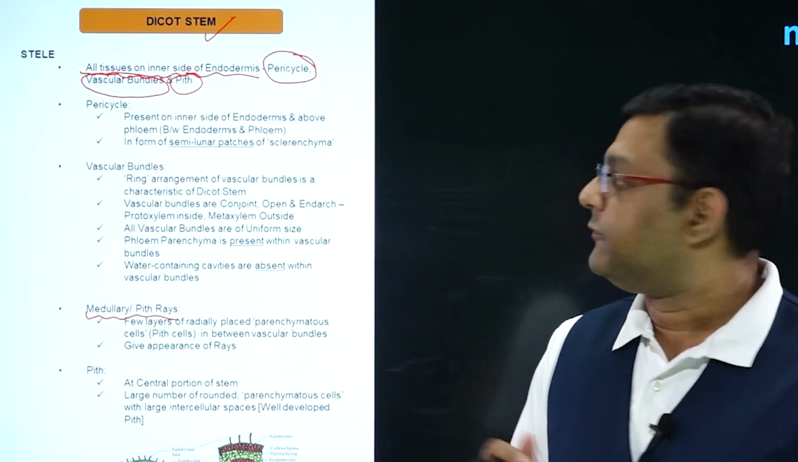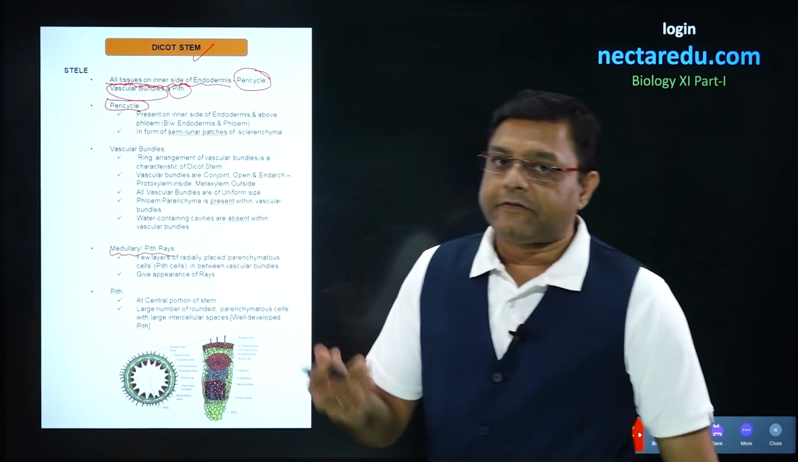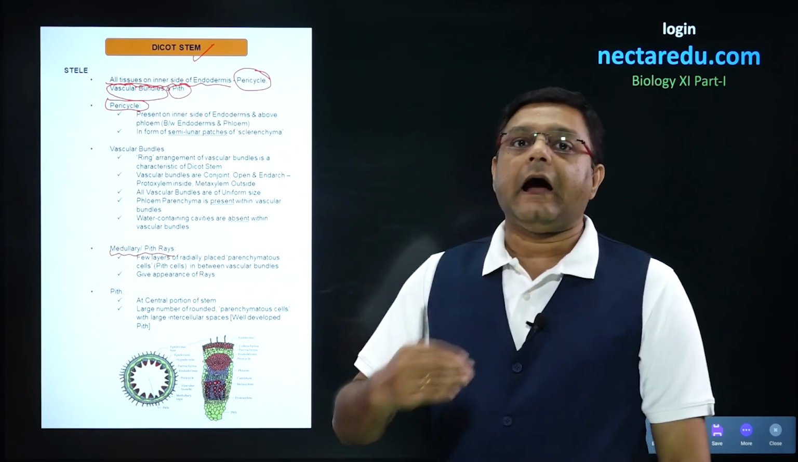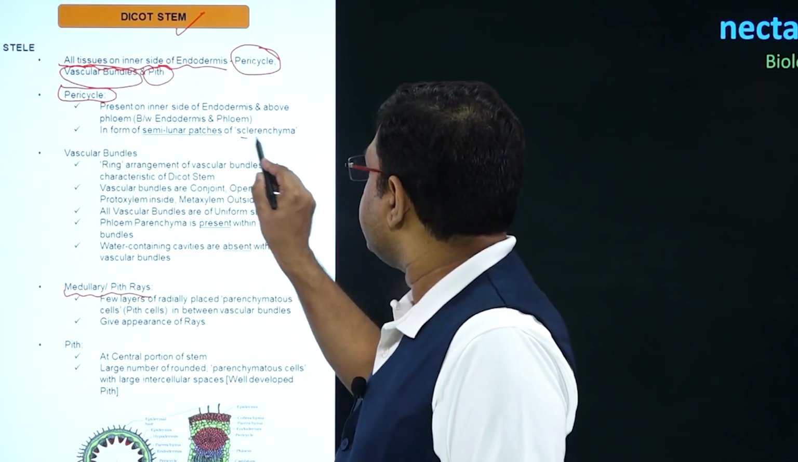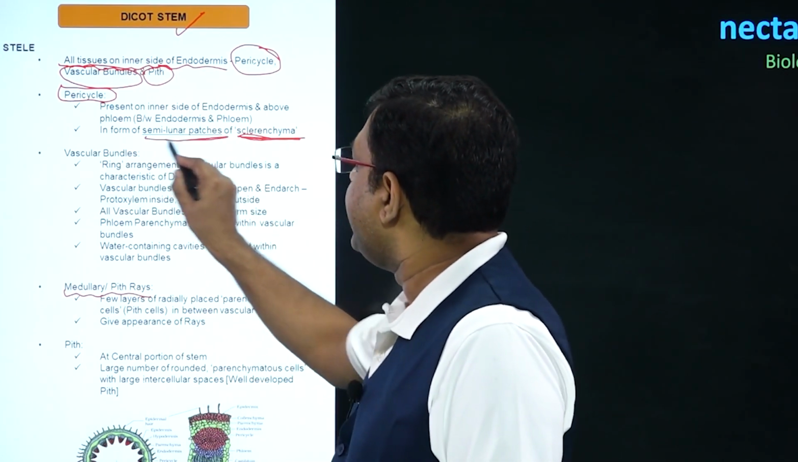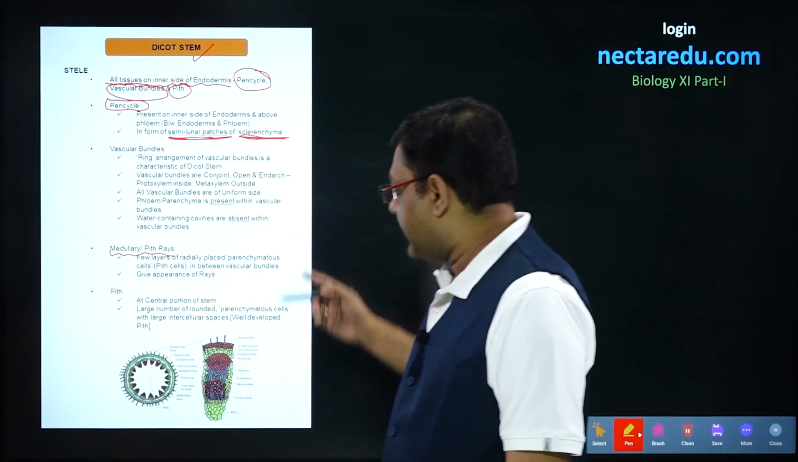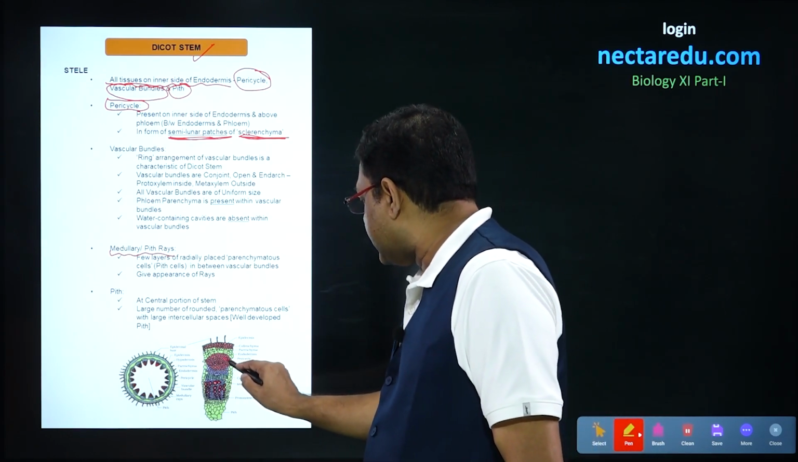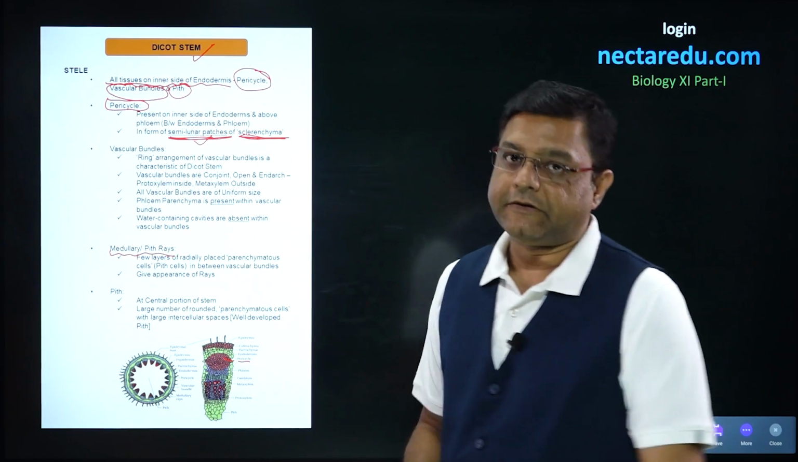So starting with the first part, that is pericycle. Pericycle will be present on the inner side of the endodermis and it will be present above the phloem part. Second, if we talk about pericycle, it is formed of sclerenchyma and there will be semi-lunar patches of sclerenchyma present here. The same pericycle we can look at in this diagram. This portion is the pericycle and these are in the form of semi-lunar patches.